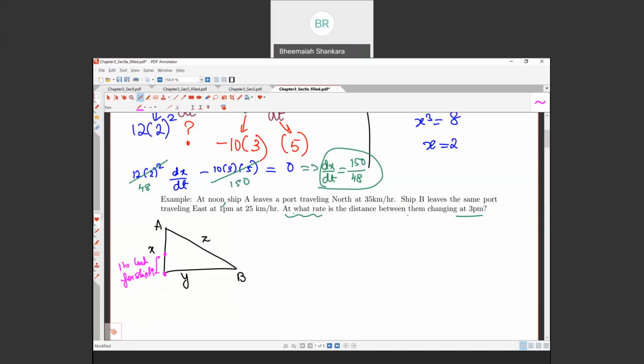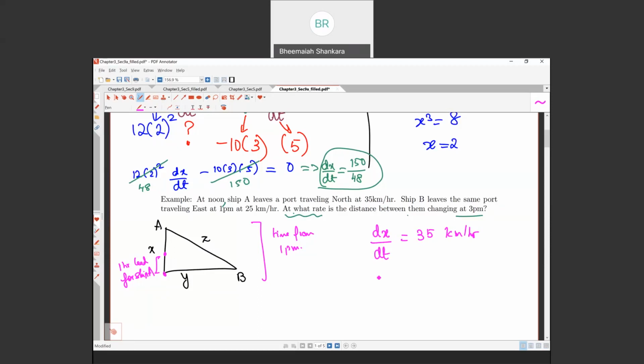The question is asking you at what rate the distance between them is changing at 3 p.m. And all you know is the time from 1 p.m. That's given for you. Now you can write the rate at which the variable x, which means the distance of ship A leaving the port, is changing with respect to time t. This is given for us in the problem, which is 35 kilometers per hour.